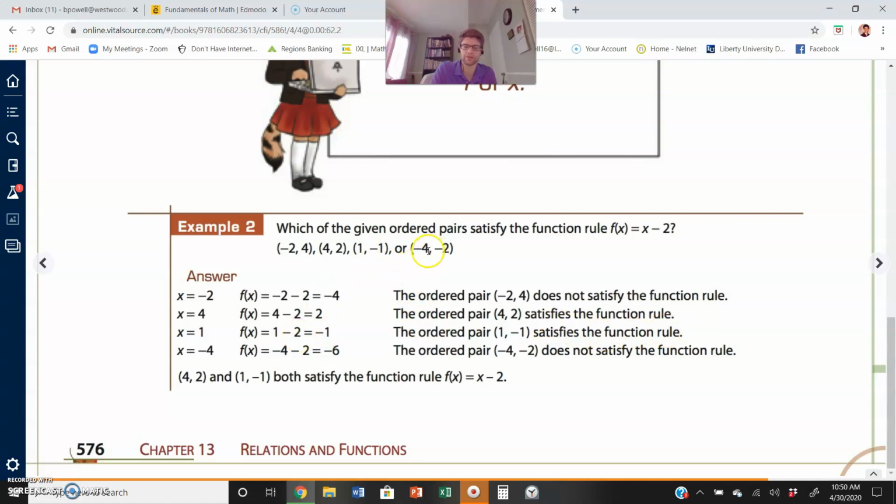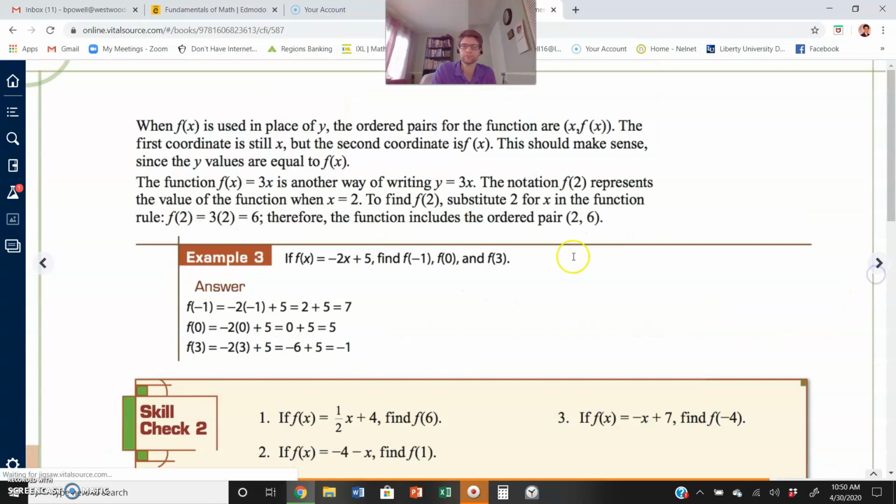Let's try the last one, negative 4. Let's plug in a negative 4 into the function rule. Negative 4 minus 2 is a negative 6. Does this satisfy? No, we needed a negative 2. We got a negative 6. So this does not satisfy the function rule. So the only two pairs that satisfy are 4, 2, and 1, negative 1. These two both satisfy the function rule.